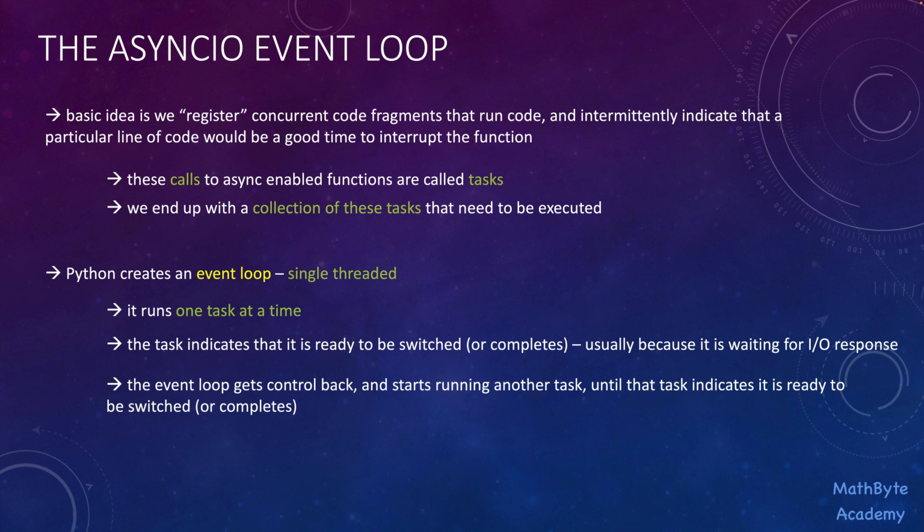So at that point, the event loop gets control back because the task that was running goes back and says, hey, I'm paused for now. The event loop gets the control back and maybe starts running another task, or resumes another task, until that task indicates it is ready to be switched or it completes. And basically the event loop just keeps doing that again and again, until all tasks are completed. At that point, all your tasks are done.